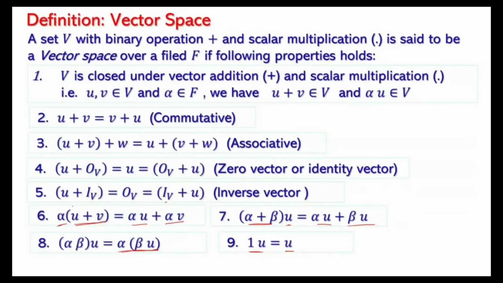So this is all about it: if any set with these two binary operations satisfies these 9 properties, then we call it a vector space. You have done many examples of this in linear algebra and many other courses, so we are not going into the details of the examples. We just need these definitions for this course.